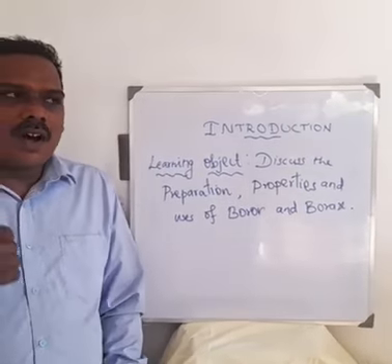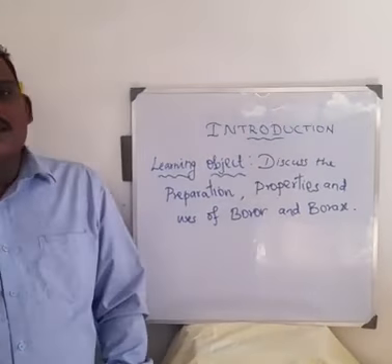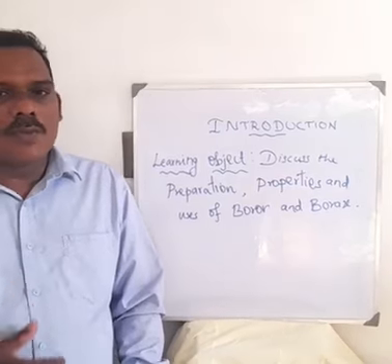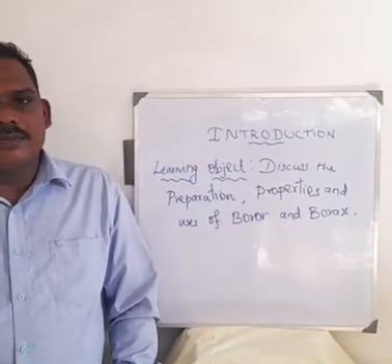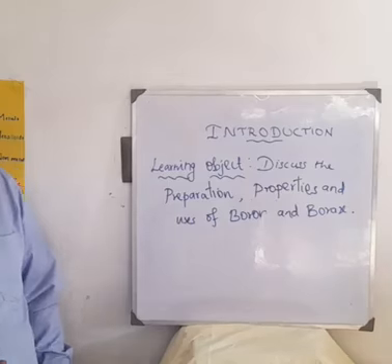What are the most common allotropes of oxygen? Okay, dioxygen and ozone. Correct answer.